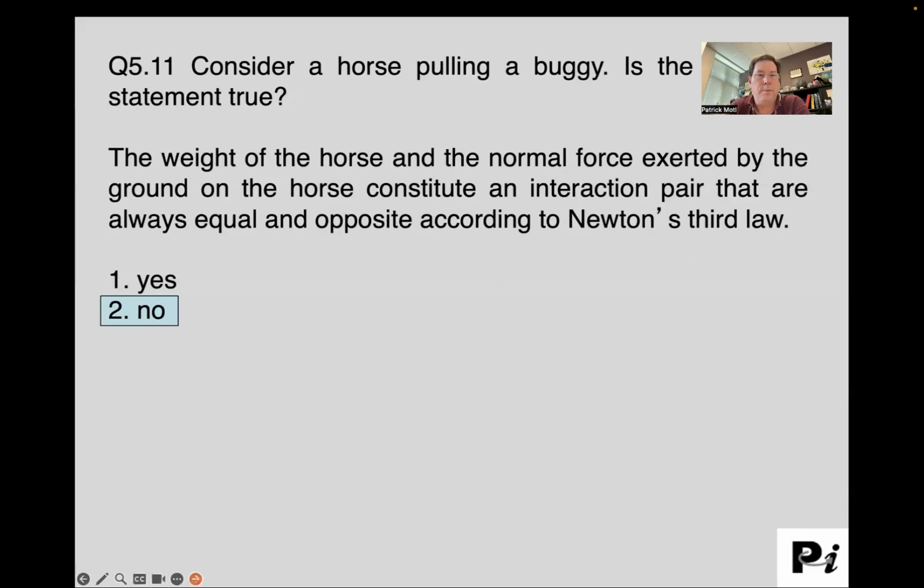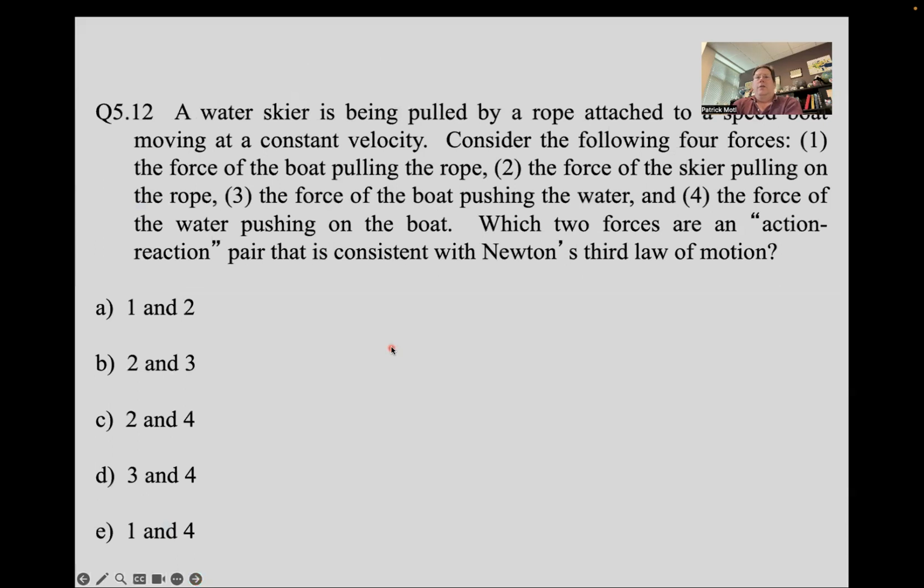All right, let's try another one. A water skier is being pulled by a rope attached to a speedboat moving at constant velocity. Consider the following four forces.